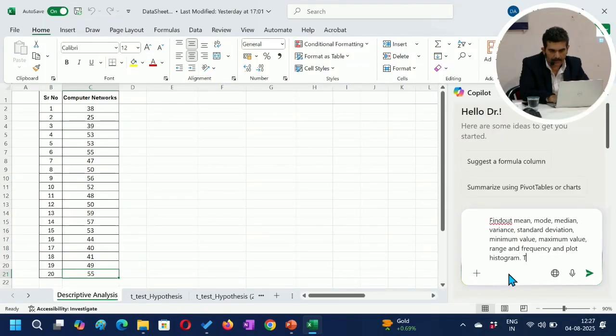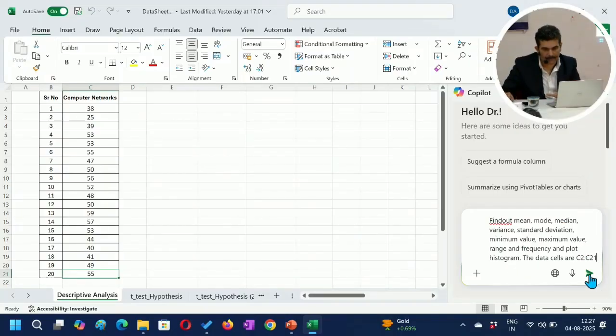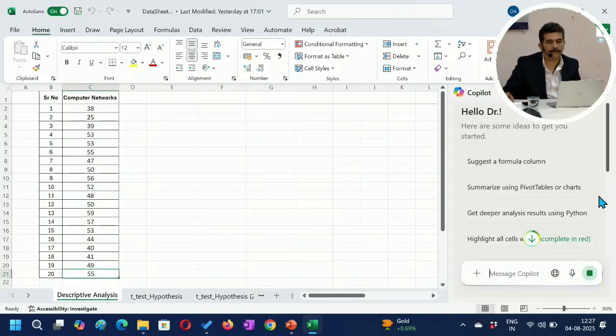The data cells are C2 colon C21. So I had given only the column where data is starting, where it is ending, and what I am interested to find out. Just press OK. Copilot will take some time to give you the output. Copilot is connecting to the Microsoft server. Their calculations are going on, and finally output will come on the local PC.